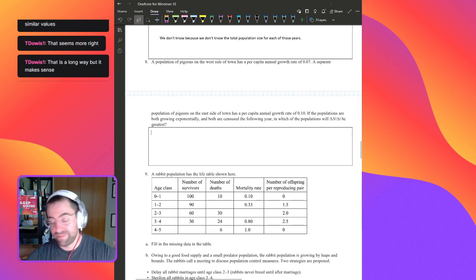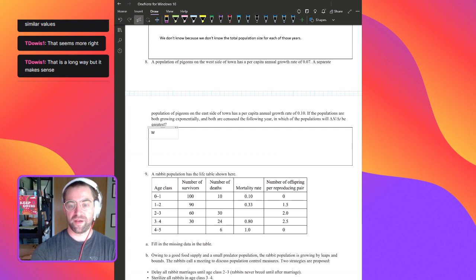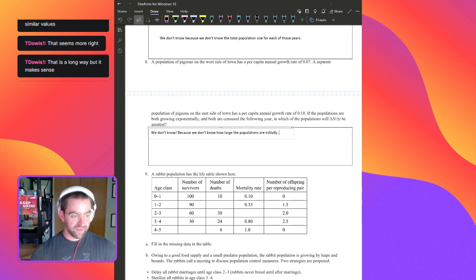And again, we can't answer this question because we don't know how large the initial populations are. If the two population sizes are equal, we should write that. We don't know because we don't know how large the populations are initially. If the two population sizes are equal, or if the population on the east side is larger than the population on the west side, then your delta n over delta t would be greater on the east side.